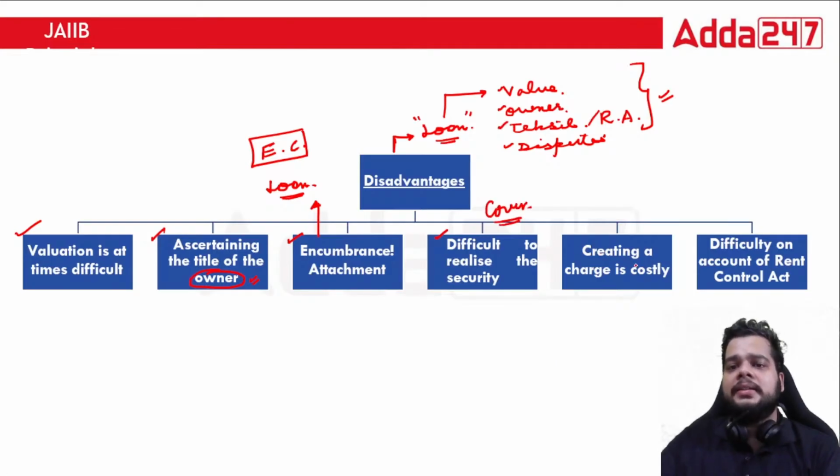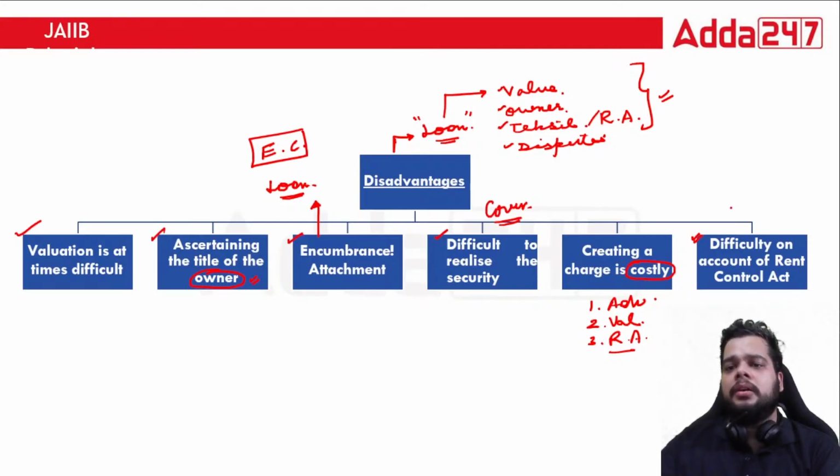Creating a charge is costly. It involves two or three parties. First party will be the advocate, then we have the valuation report, so valuer is also involved, plus the revenue authorities as well. Difficulty on account of rent control act.